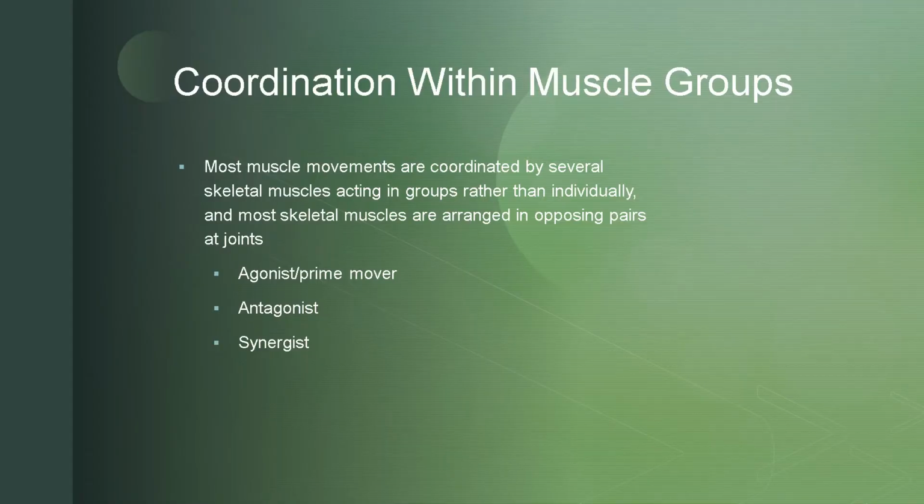Now, movements are often the result of several skeletal muscles acting as a group. Most skeletal muscles are going to be arranged in opposing pairs at joints. This is going to be an important point here. So we're talking about things like flexors and extensors, abductors versus adductors. These are going to be opposing pairs across a joint. Now, with opposing pairs, one muscle called the prime mover or agonist is going to contract to cause an action.